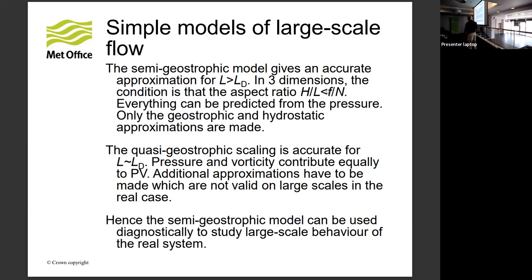But the quasi-geostrophic theory is valid for scales comparable to the Rossby radius of deformation, so aspect ratio H over L comparable to f over N. Now, pressure and the vorticity contribute equally to the potential vorticity, and therefore you can't express everything in terms of the pressure field. To make that work, you have to make additional approximations which you don't want to make on real large scales, but you can make them in idealized cases where the quasi-geostrophic model is very useful. For instance, you don't have to use a reference value of the Coriolis parameter.